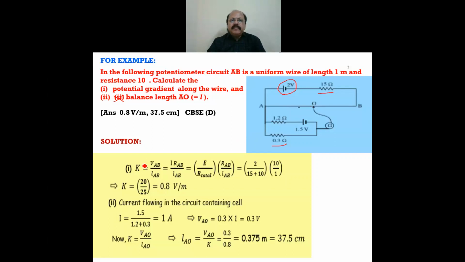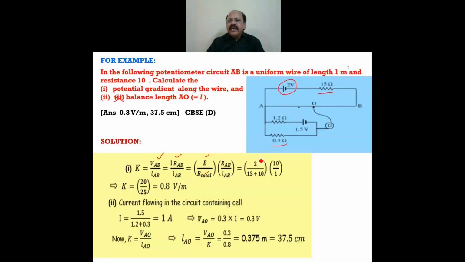First part, potential gradient phi or K equal to VAB upon LAB. That is the formula. But VAB is equal to I RAB, and this I, which is the total current that passes through the potentiometer wire, can be written as I equal to total EMF upon total resistance R total, and this factor RAB upon LAB.